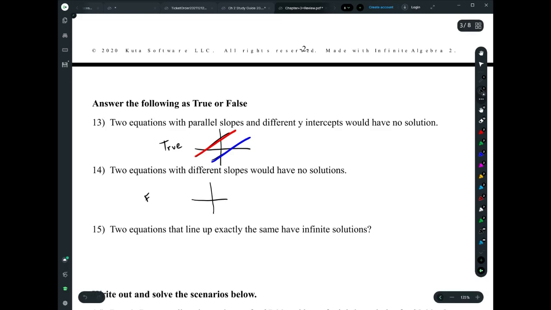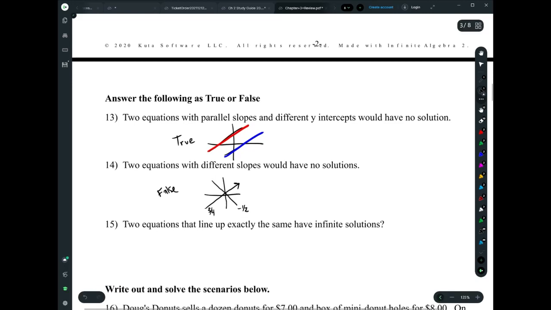If they have different slopes, they are going to intersect at one point. Okay, so maybe this one has a slope of -1/2. Maybe this one has a slope of 3/4. If they're different, they are going to intersect. If they line up exactly on the same spot, then they are infinite solutions. So that's true. So maybe if you graph one line, and then you graph another line, and you find out they're the same line, well, then they're infinite solutions.